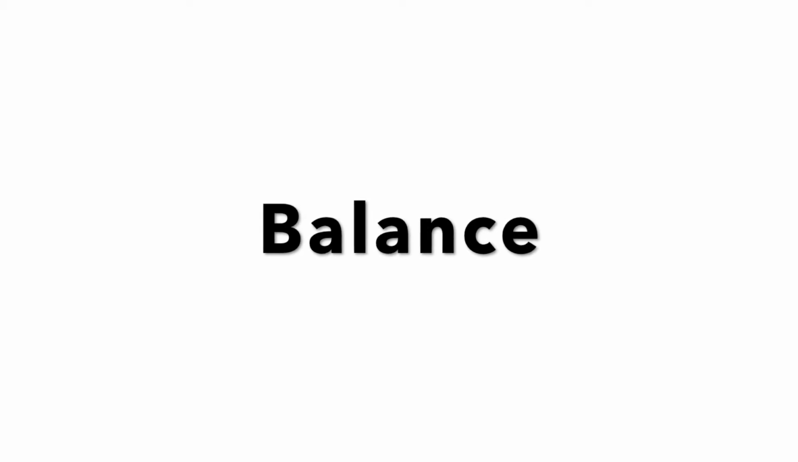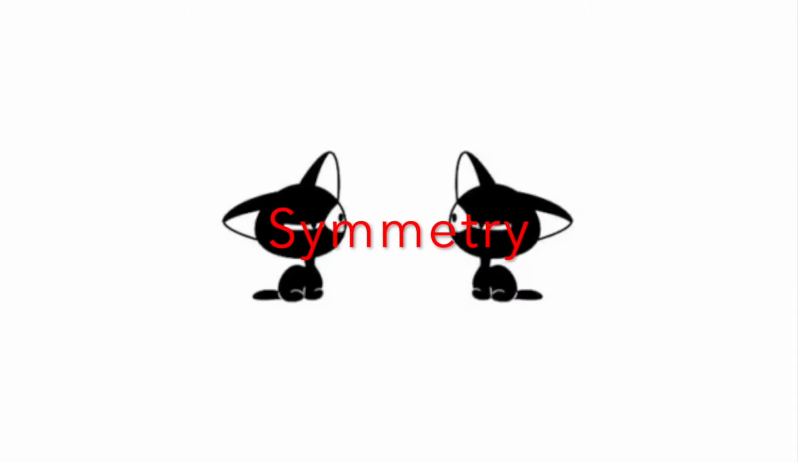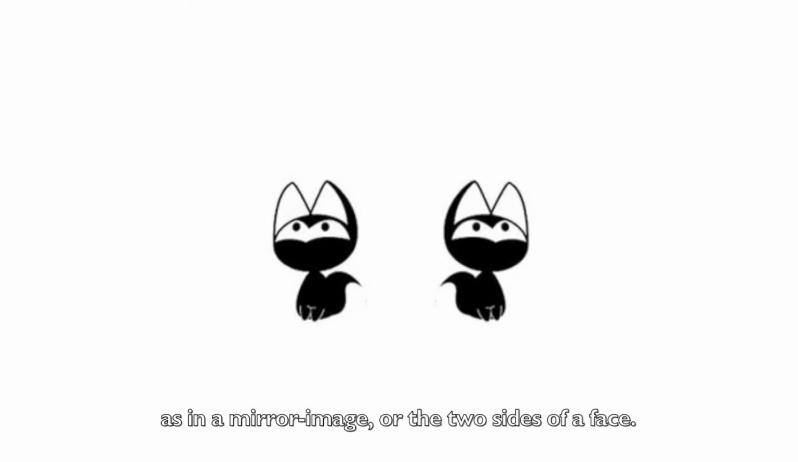Balance can be achieved in three different ways. Symmetry, in which both sides of a composition have the same elements in the same position, as in a mirror image, or the two sides of a face.